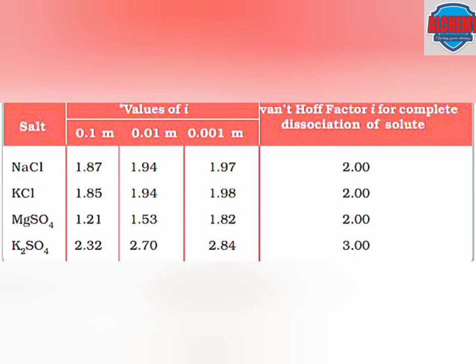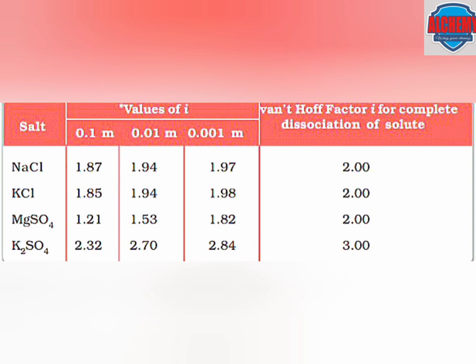We have already discussed that the Van Hoff factor for sodium chloride and potassium chloride is 2. Next, in the case of magnesium sulfate, when dissolved in water, it will dissociate to form Mg2 plus and SO4 2 minus ions. So the number of moles of particles after dissociation is 2 and the number of moles of particles before dissociation is 1. So the Van Hoff factor is 2 divided by 1, that is equal to 2.